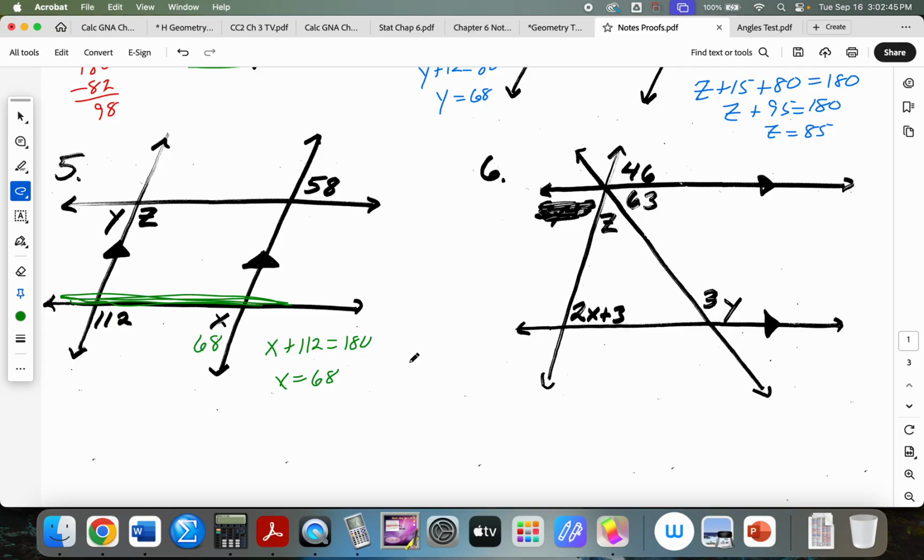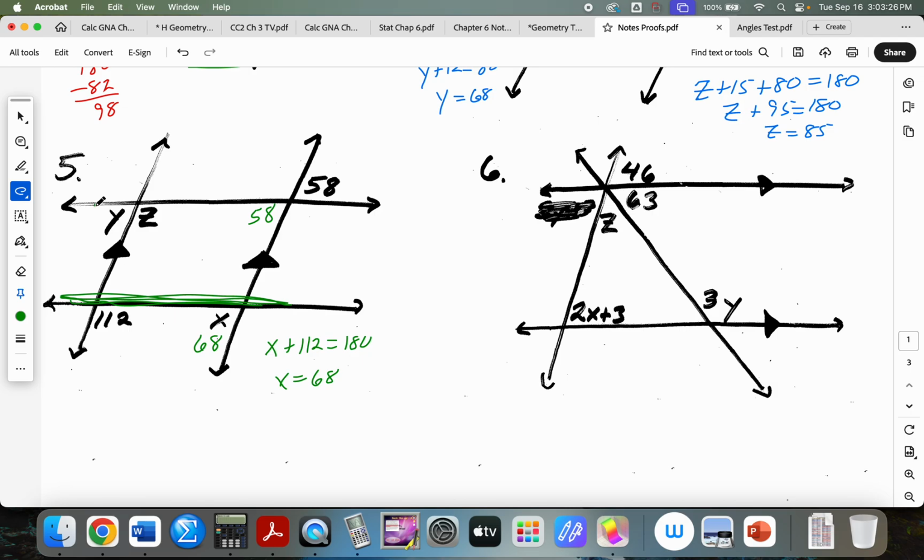I have a question. You know the 58, and then the vertical angle to the 58 would be 58. And then the corresponding angle of that line would be the x, so why wouldn't it be? Because is this transversal going up and down crossing parallel lines? No, it's not crossing parallel lines, so there's no relationship.